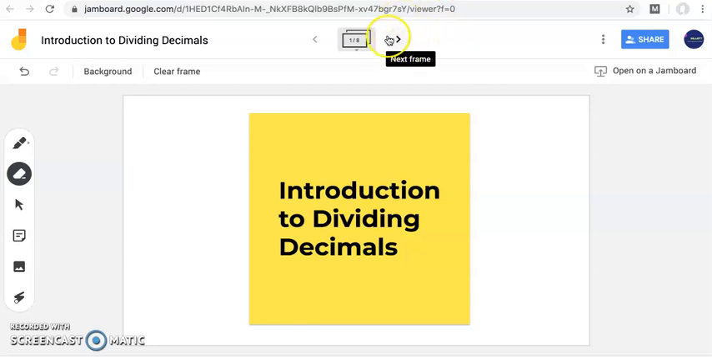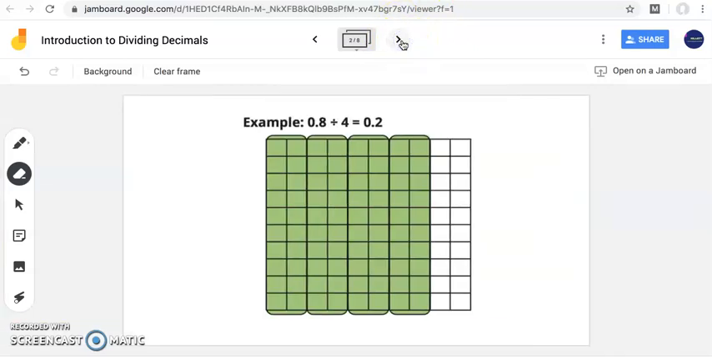Hello, today we're going to learn how to divide decimals. In this example here, we have 8/10 divided by 4. It's telling me that the answer is 2/10. How did we get 2/10?